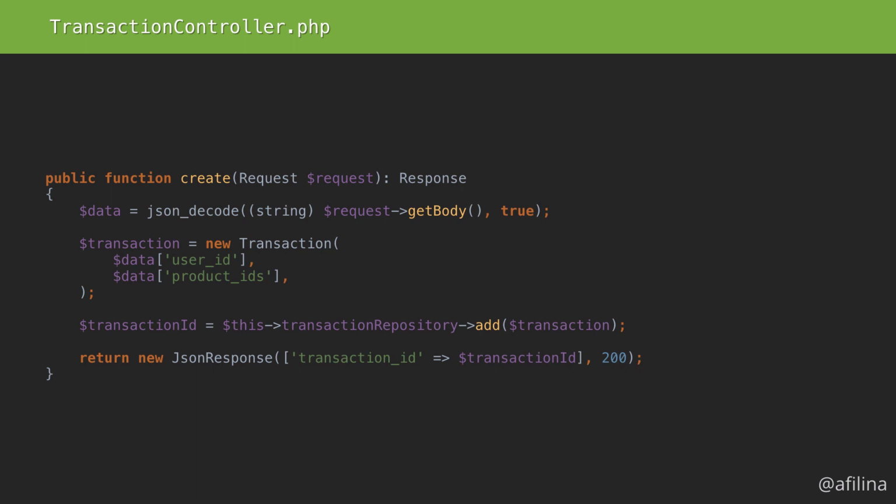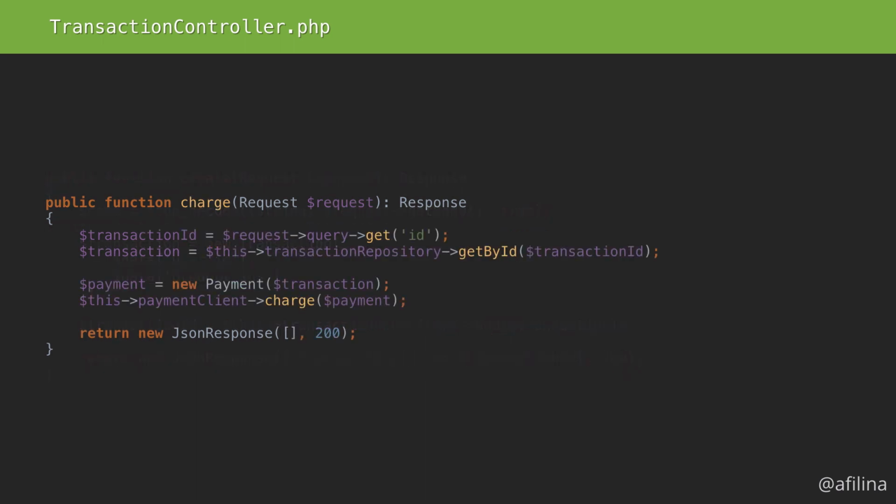Instead of passing an array to this method, we create a transaction object. One of the reasons for this choice is to let us control the amount of information that we share with the transaction repository, because it might not be concerned with some of the content of the data array. This kind of class is called a value object, and you can learn more on the subject from my other video. Moving on to the charge method.